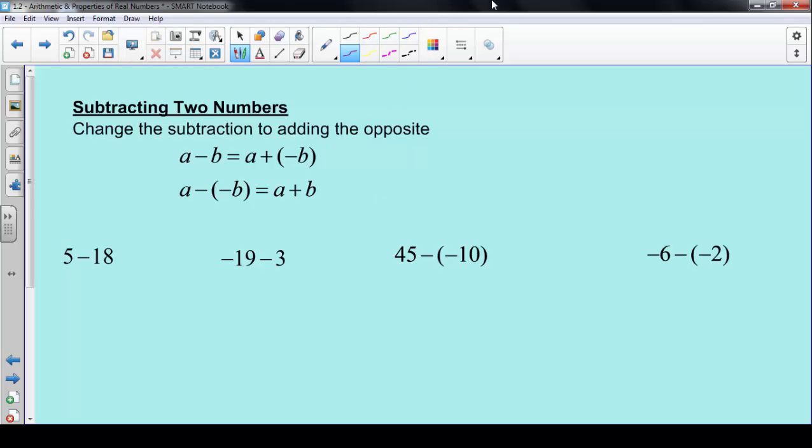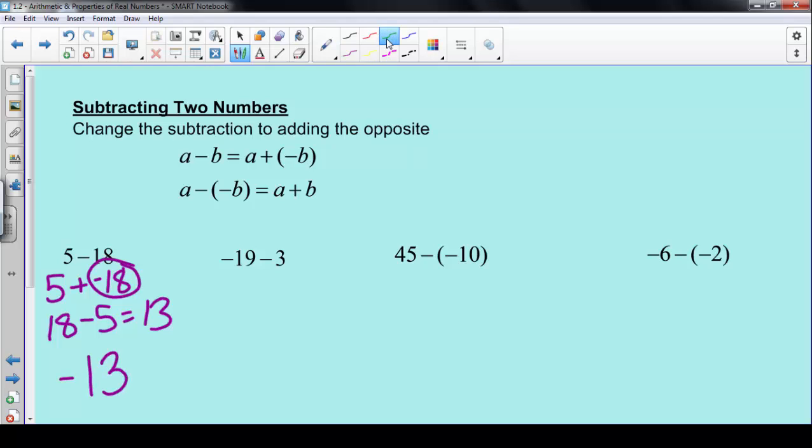So 5 minus 18, we can change this to 5 plus negative 18. And now this is just like what we were doing on the last page. They're opposite signs, so we can do 18 minus 5 is 13. This 18 was negative, so our answer will also be negative.